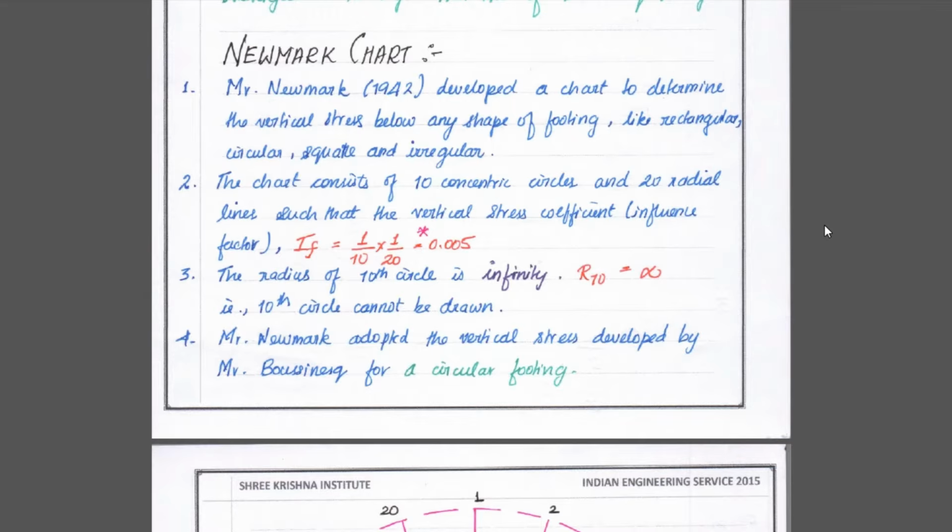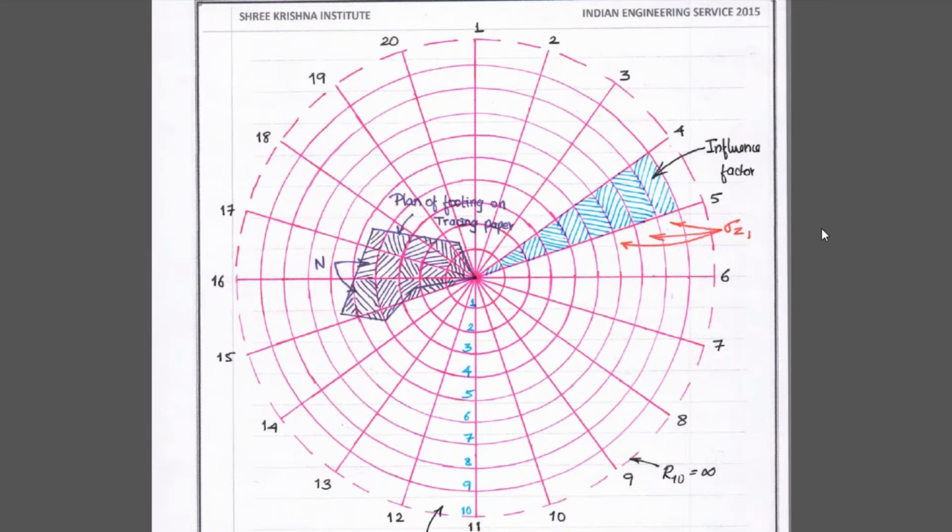Mr. Newmark adopted the vertical stress developed by Mr. Boussinesq for a circular footing. So this is called the Newmark influence chart. The 10 circles are there: 1, 2, 3, 4, 5, up to 10 circles. The 10th circle is drawn as a dotted line because the 10th circle's radius is infinity.